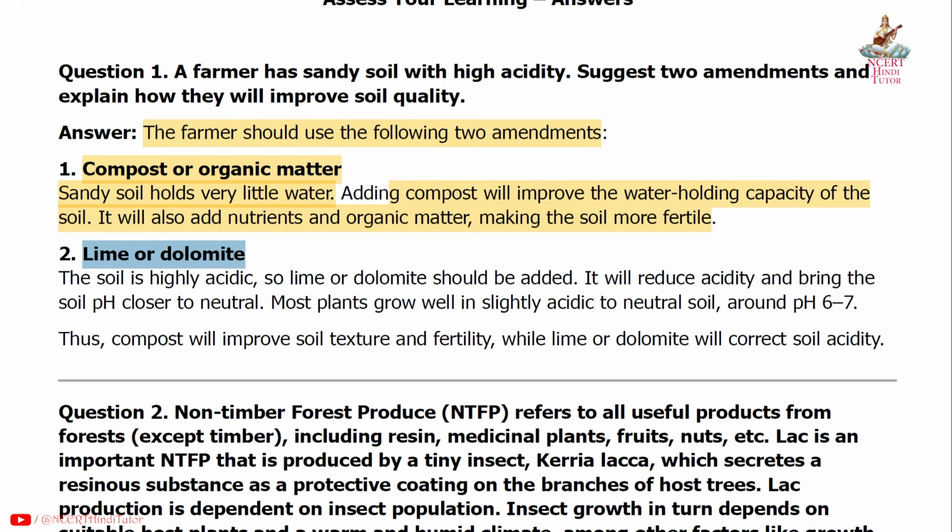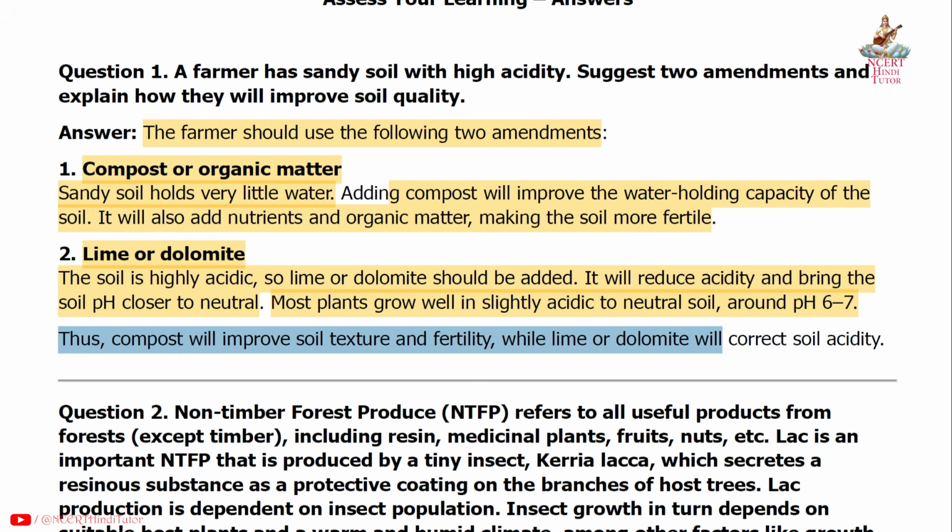Second, lime or dolomite. The soil is highly acidic, so lime or dolomite should be added. It will reduce acidity and bring the soil pH closer to neutral. Most plants grow well in slightly acidic to neutral soil, around pH 6 to 7. Thus, compost will improve soil texture and fertility, while lime or dolomite will correct soil acidity.